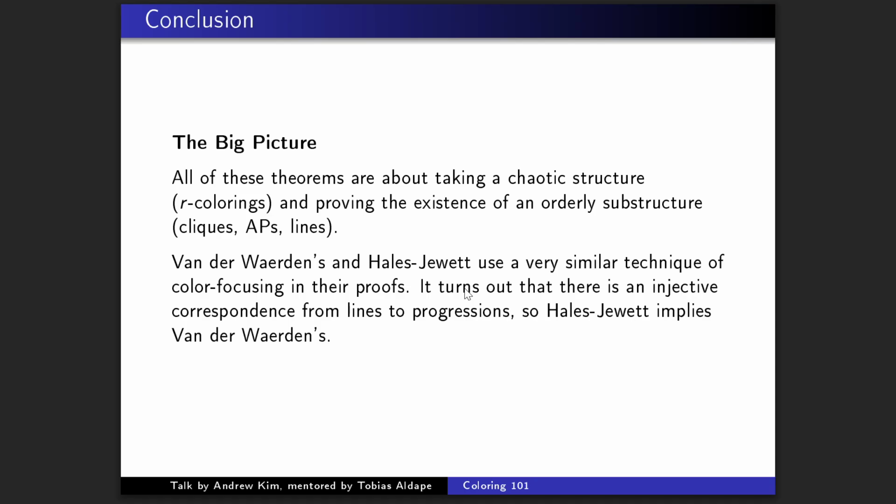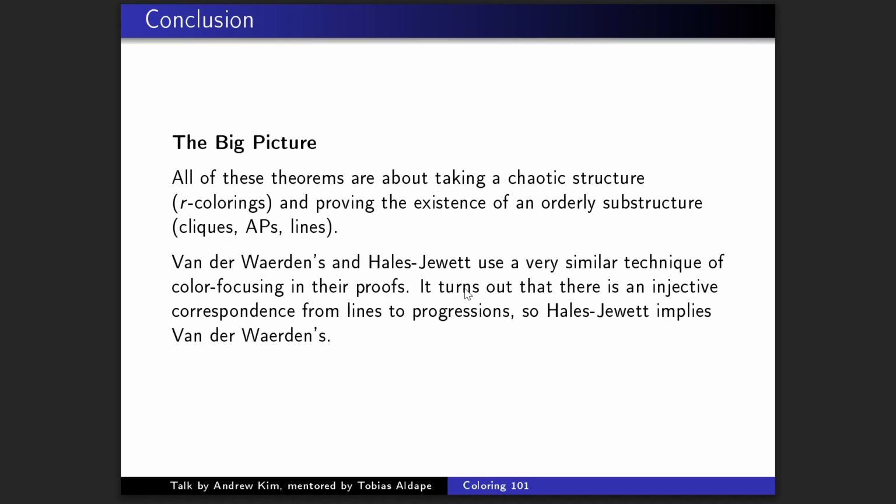So now that we've talked about all of these different theorems, you might be thinking that they don't really have anything to do with each other. For example, Hales-Jewett was about tic-tac-toe, and van der Waerden was about arithmetic progressions, and Schur's theorem was about systems of equations. They're all sort of unrelated to each other. But the reason why we classify all of these theorems under the name of Ramsey theory is because they're all about inducing an orderly substructure within a chaotic structure.